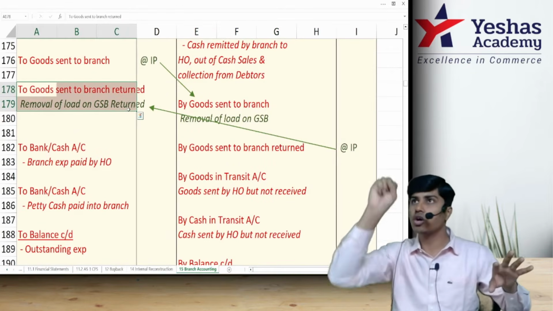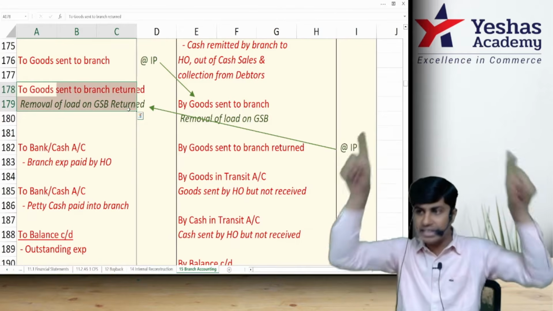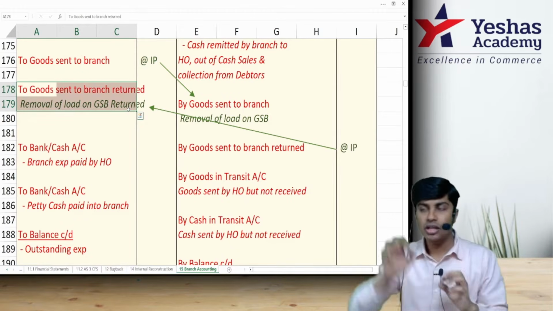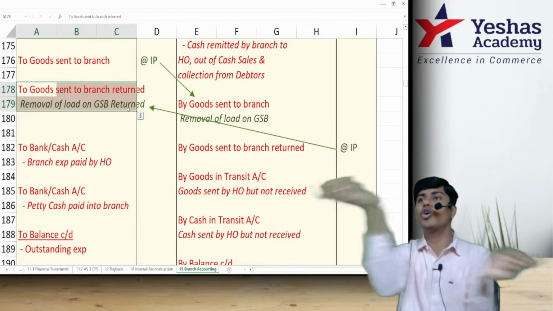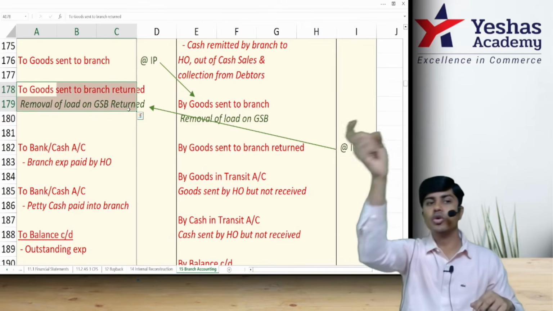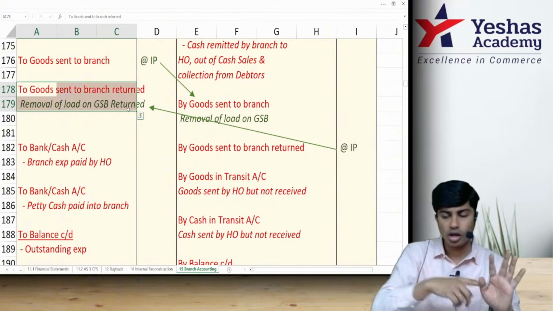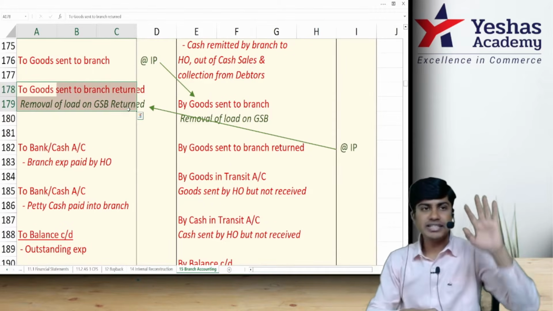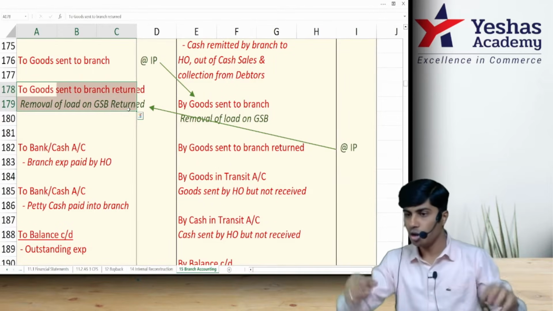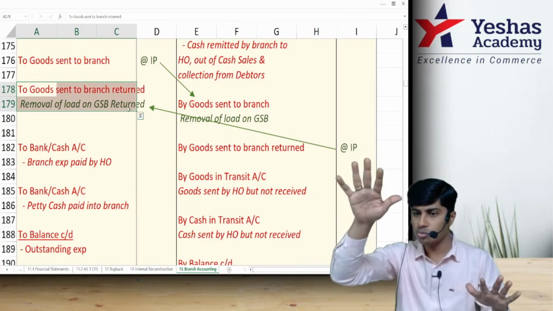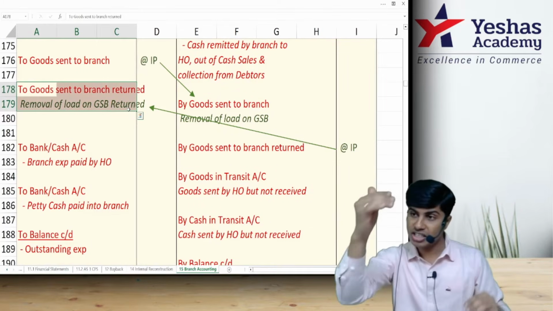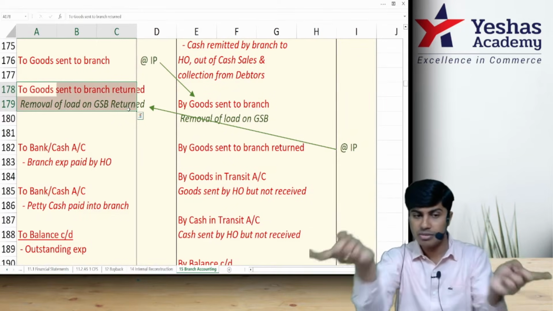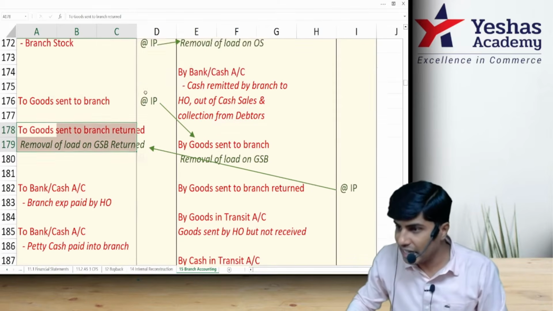Opening stock, closing stock, goods sent to branch, goods sent to branch return in the debtors ledger should be at cost. If it is at invoice price, remove the load on the opposite side. On opening stock, load removal on credit side. On closing stock, load removal on debit side. And GSB, load removal on credit side. GSB return, load removal on debit. Opening and closing stock, load is removed by the name stock reserve. On GSB and GSB return, load is removed by the same name. This is under debtor system.